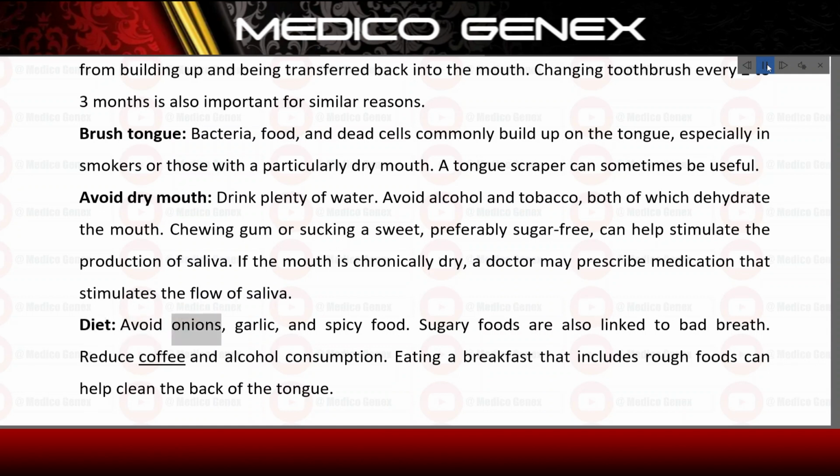Diet. Avoid onions, garlic, and spicy food. Sugary foods are also linked to bad breath. Reduce coffee and alcohol consumption. Eating a breakfast that includes rough foods can help clean the back of the tongue.